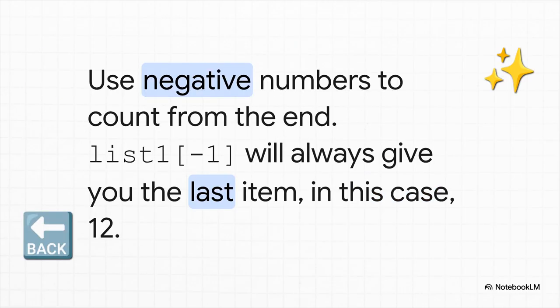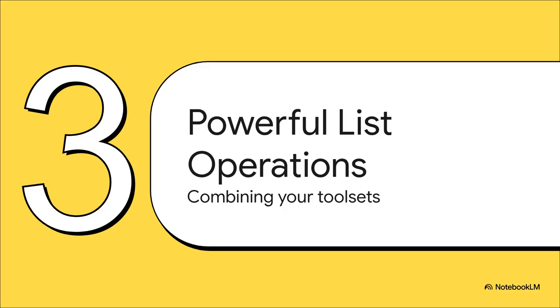Now here is a brilliant little shortcut. What if you need the very last item, but you have no idea how long the list is? No problem. Python lets you count from the end using negative numbers. So list 1, -1 will always give you the very last item in the list, no matter what. In this case, that's 12. It's so convenient.